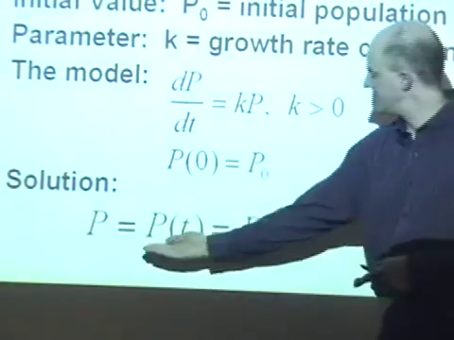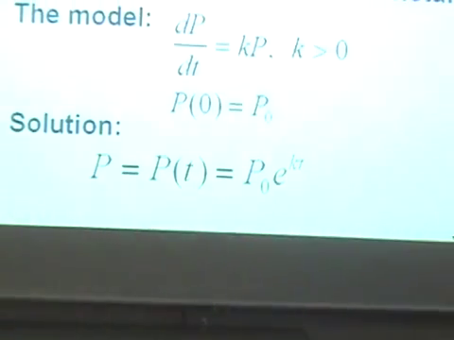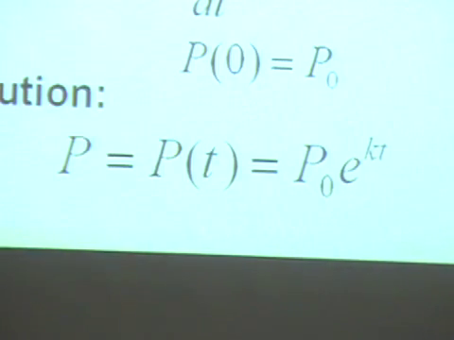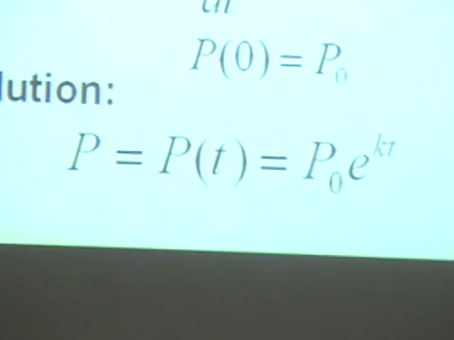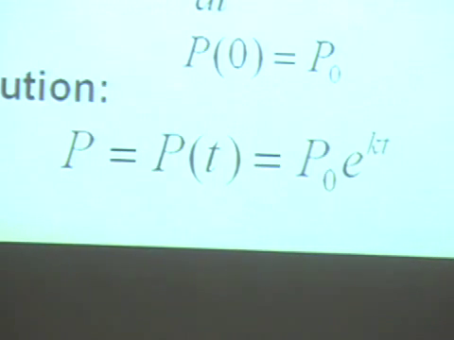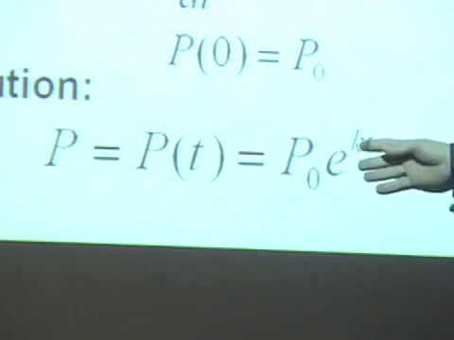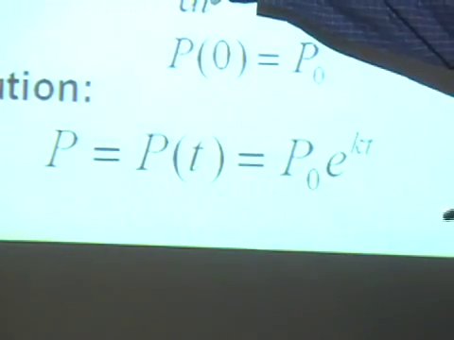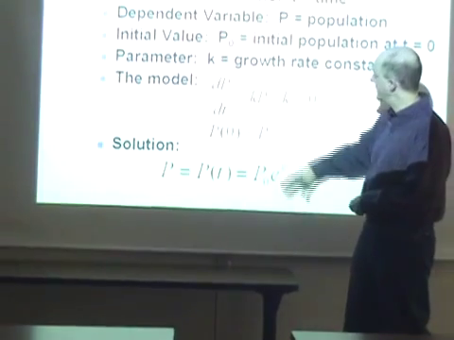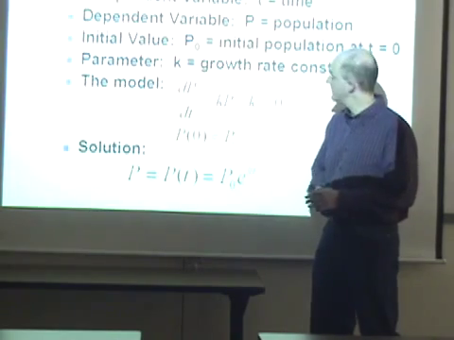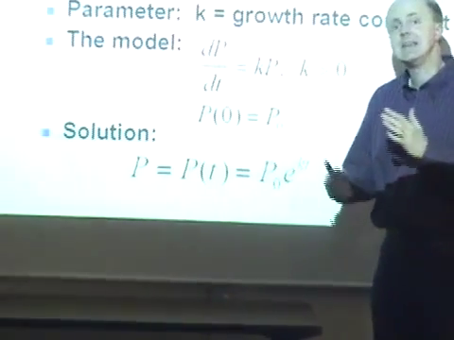Now this particular function that you see here, p naught times e to the kt, is a solution to the differential equation. How do you check that it's a solution? It's pretty simple. Believe it or not, lots of people have trouble on this point. All you have to do is plug this function into the left-hand side of the equation and simplify. Then on another line, plug it into the right-hand side of the differential equation and simplify, and see if the simplified expression as a function of t is the same in both cases.